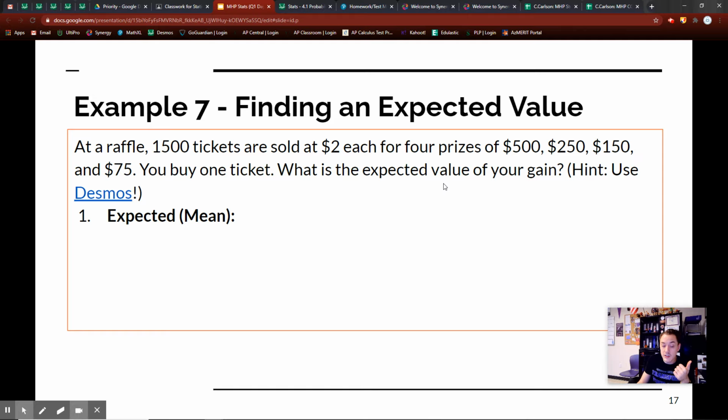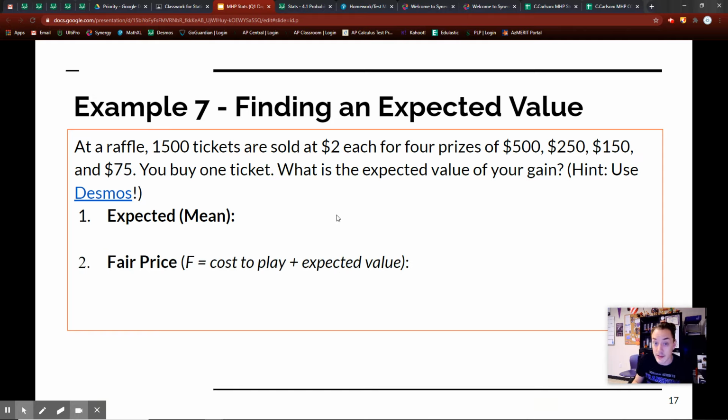I also want to find what we call the fair price. What should these tickets be sold at? If not $2, what should the fair price be? This is my formula for fair price. I'm going to show you that on the 4.1 Desmos in a little bit.